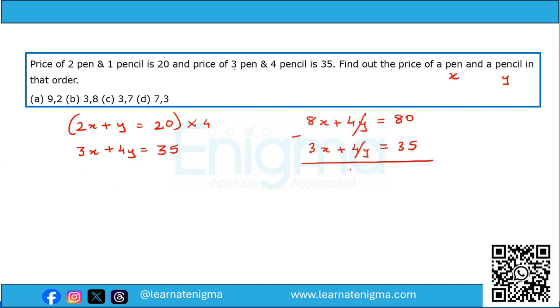8x minus 3x, that is 5x, is equal to 45. So x comes out as 9.